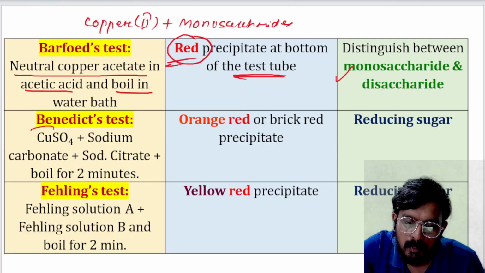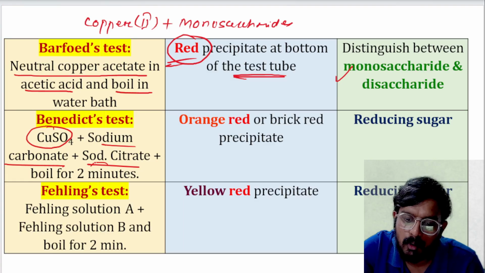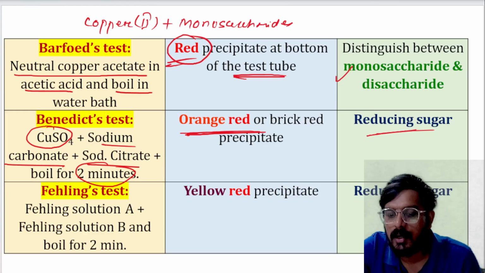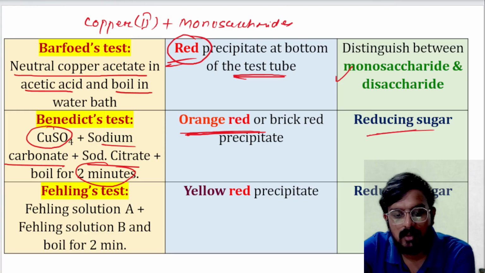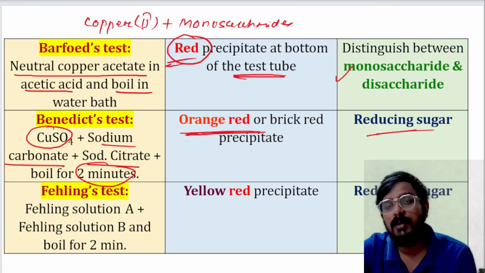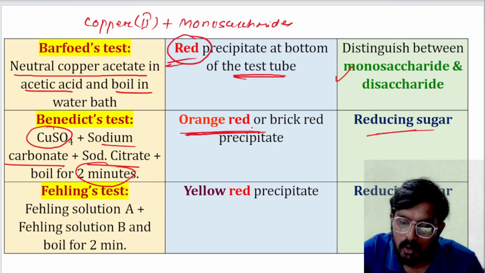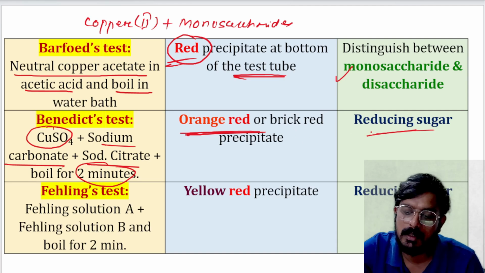Benedict's test: when copper sulfate reacts with sodium carbonate and sodium citrate and is boiled for 2 minutes, an orange red color precipitate will develop. That is for the reducing sugar. Again, I am repeating, Benedict's test is when copper sulfate reacts with sodium carbonate and sodium citrate and is boiled for 2 minutes, an orange red or brick red color precipitate is developed.